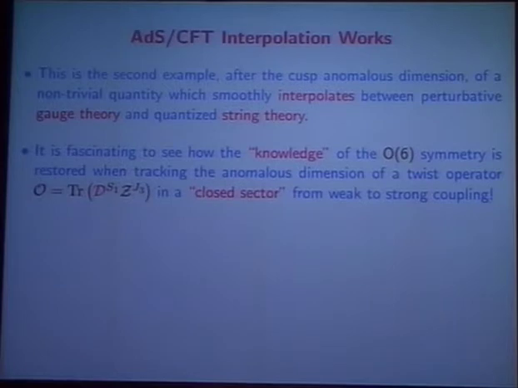Okay, so this interpolation really works. And another really interesting thing is that this twist operator, you only have one scalar particle Z. So you see nothing of the O6 symmetry. At one loop, you just have what's called the SL2 sector. It's an SL2 symmetric spin chain. And then, if you write this all-loop Bethe ansatz and go to strong coupling, suddenly you see that the model still knows about the full symmetry and the O6 is restored.